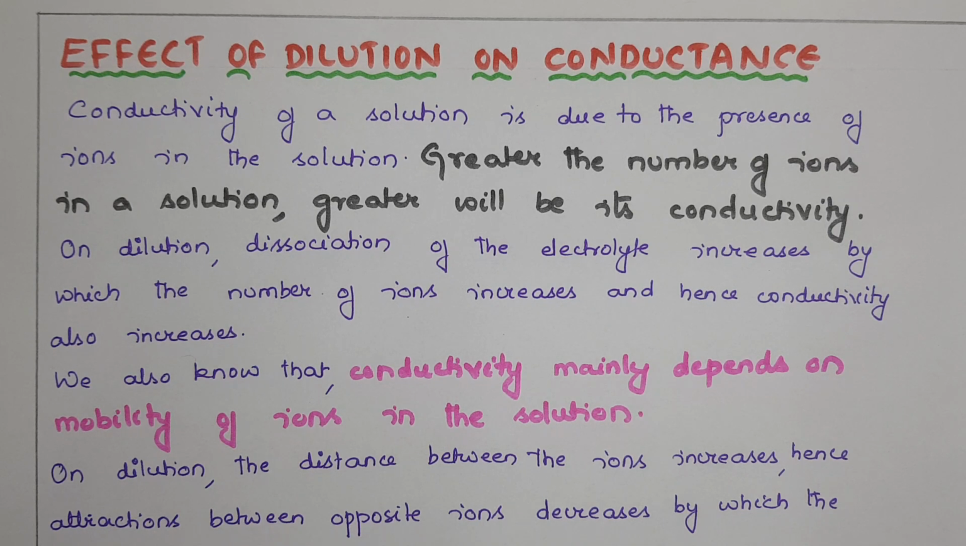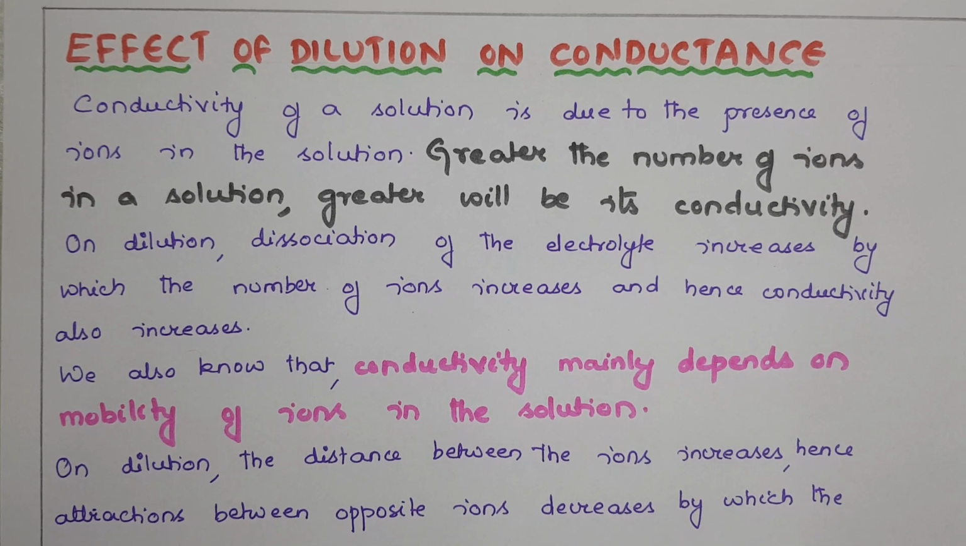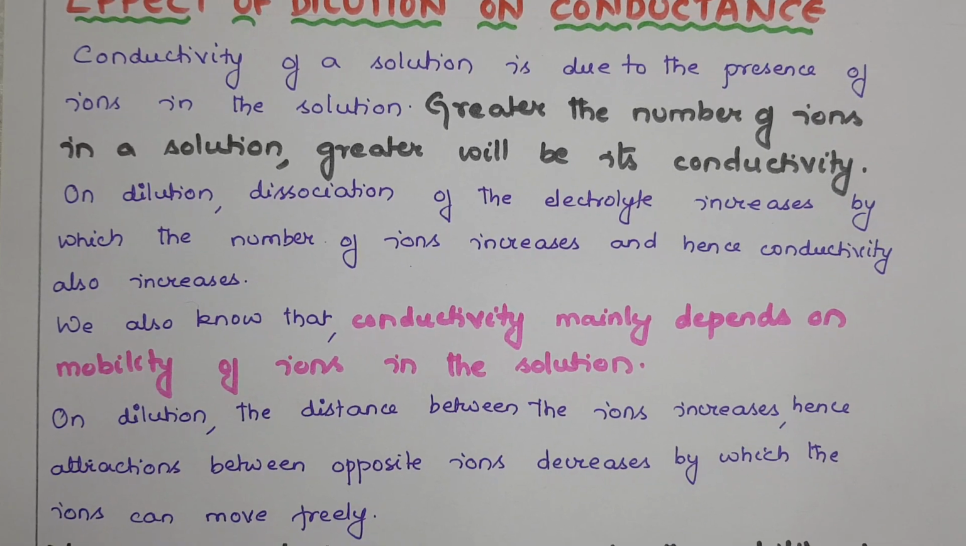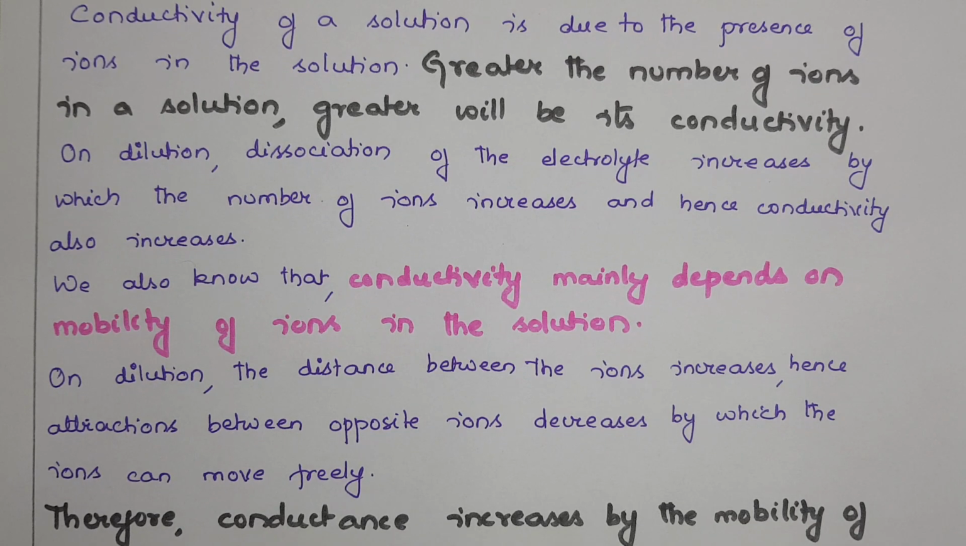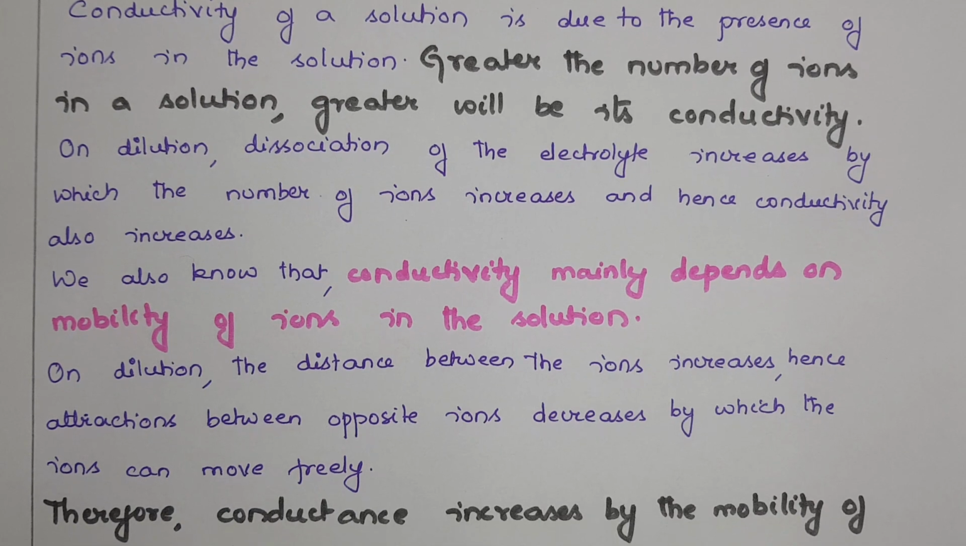So on dilution, what happens? The distance between the ions increases. That means the positive and negative ions will be moving far away from one another. Hence what happens? The attractive forces between the opposite ions decrease and hence they can move freely. The movement becomes easy students. When on dilution, the distance between the ions increases and hence the attractive forces between opposite ions decrease, by which the ions can move freely. Now the mobility becomes easy.